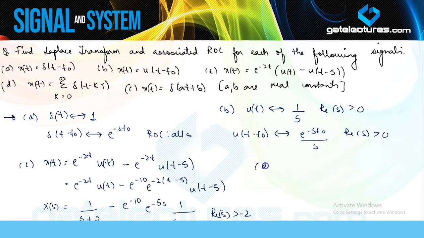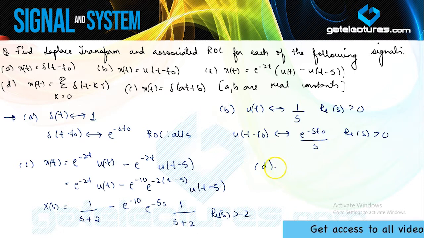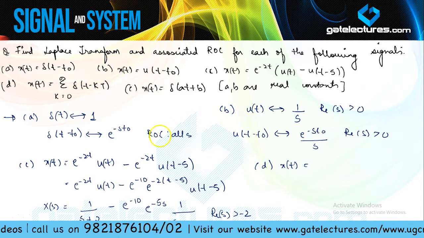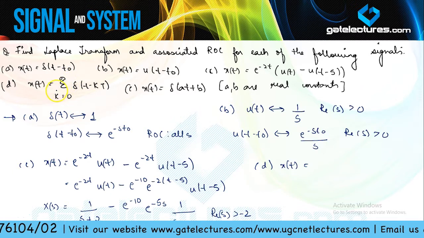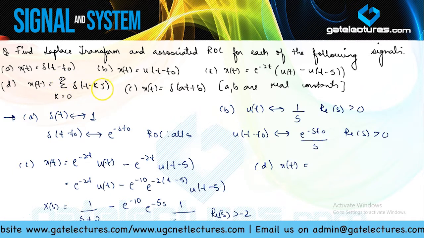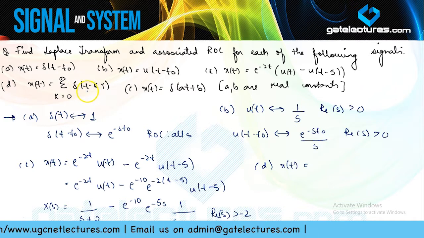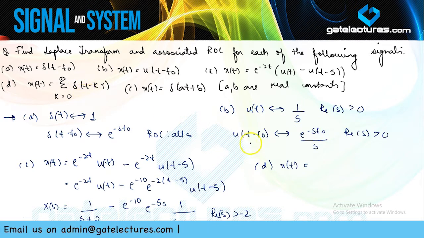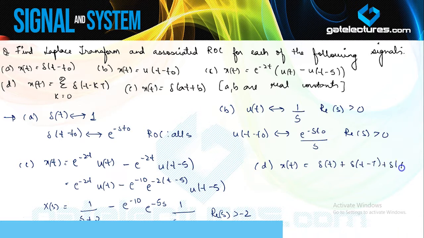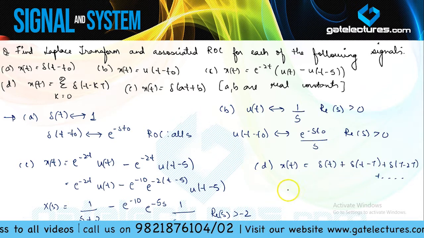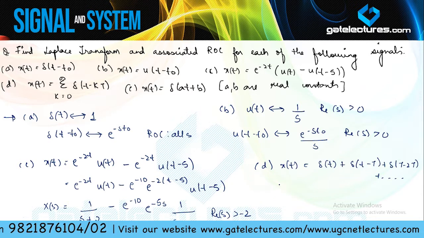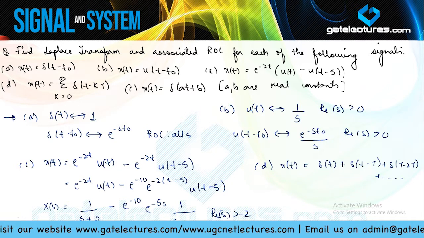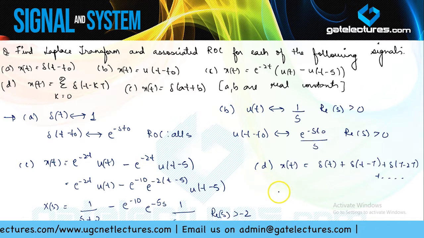Look at the next part now, part D. Now see, if I just expand this x(t), do not get confused seeing this summation. This is not a discrete signal, okay? This is a continuous time signal only. Look at the argument, okay? There is no n here. If you just put 1, 2 values of k, this will be clear. What is this? This is del t plus del of t minus T plus del of t minus 2T plus so on. So basically, this is a series of shifted impulse signals, impulses occurring at 0, T, 2T, 3T, etc.